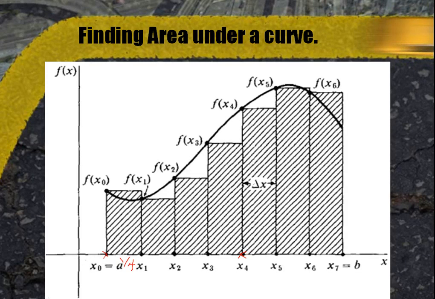I already have one side. Now I just need to find the height of the rectangle and multiply them to get the area, and then add up all of the little rectangle areas. So then I would look and I'd say, well, what x value is this?